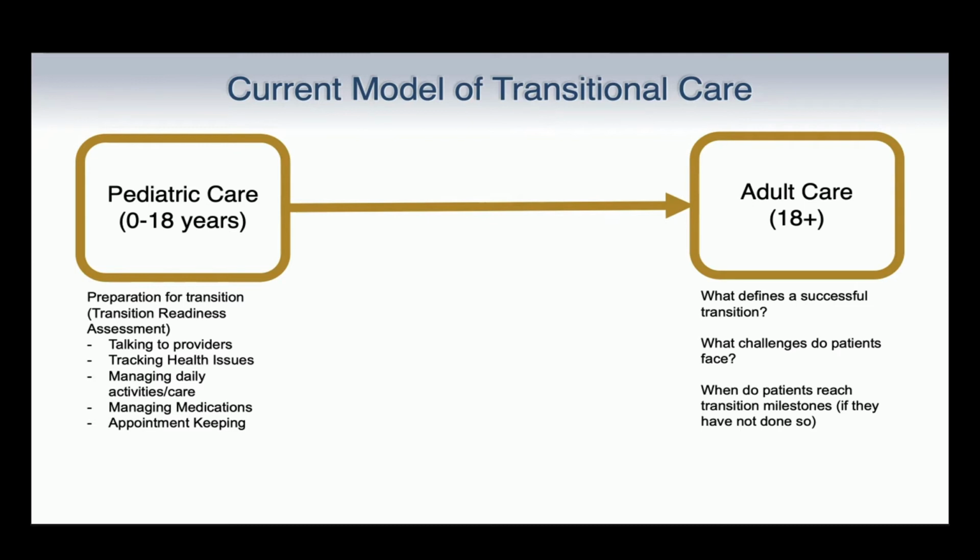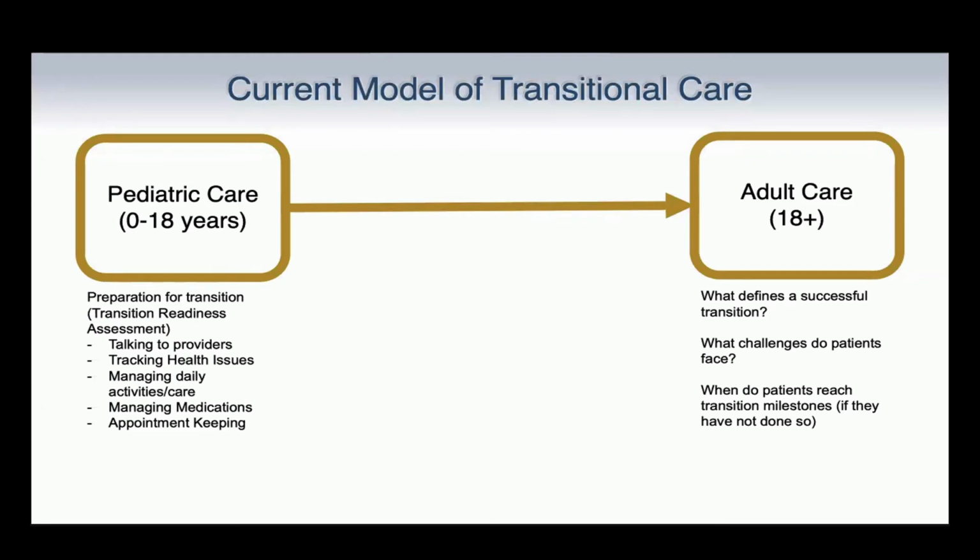Then when they turn 18, there are actually a lot of unknowns. When they go to adult care, there's no clear definition yet of what defines a successful transition. Is it seeing an adult provider once? Is it seeing them 3 times? What challenges do these patients face? We think we know, but we don't really know the nitty-gritty of it. And if patients are on track but haven't reached the milestones we wanted on the left side of the screen with my arrows, when do they actually make it?